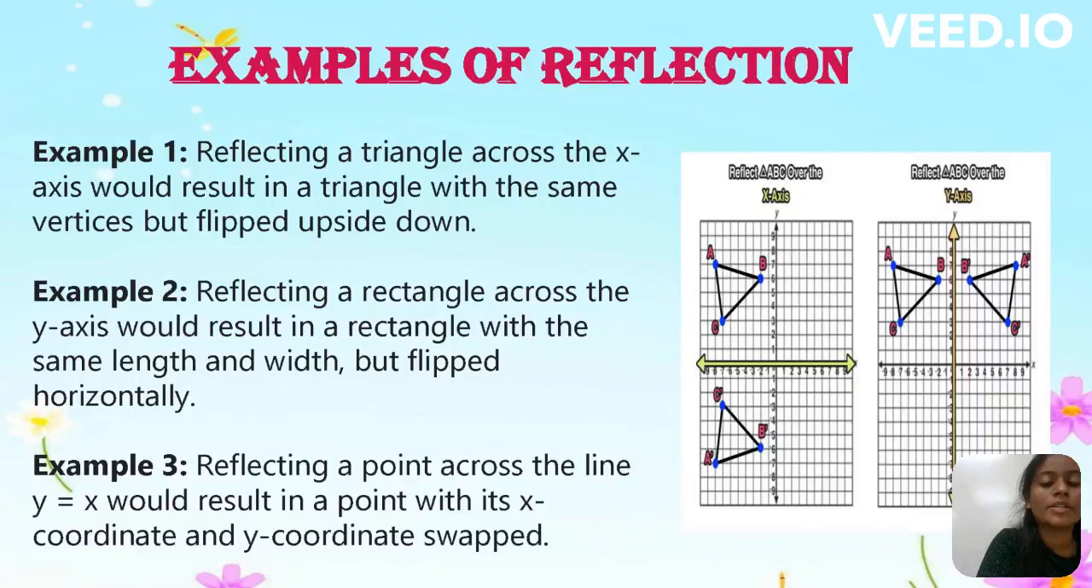Examples on reflection. Example 1. Reflecting a triangle across the x-axis would result in a triangle with the same vertices but flipped upside down. Example 2. Reflecting a rectangle across the y-axis would result in a rectangle with the same length and width but flipped horizontally. Example 3. Reflecting a point across the line y equals x would result in a point with its x coordinate and y coordinate swapped.